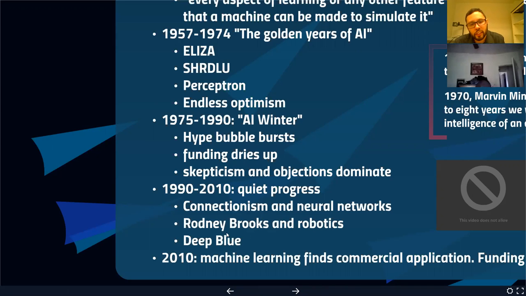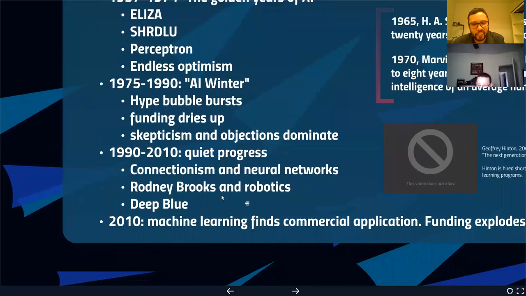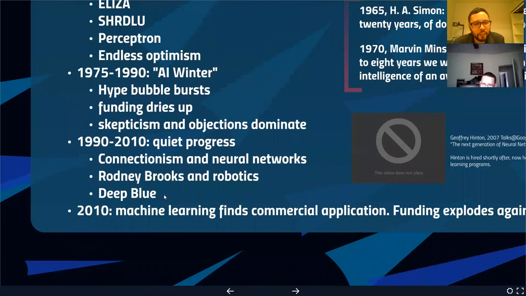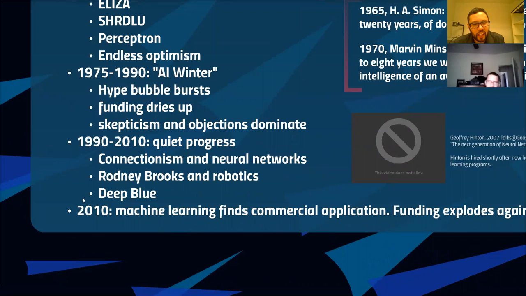There was other progress in other areas, Rodney Brooks and his robots. I'm going to skip some of this. I don't need to go into too much detail. In 1997, Deep Blue plays Kasparov at chess and beats Kasparov at chess. That's a pretty big deal.